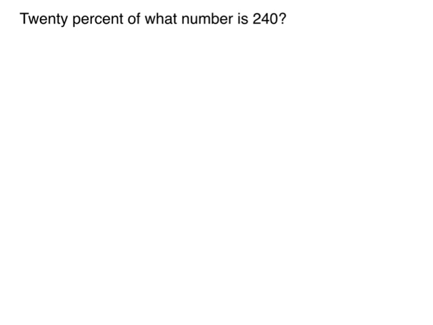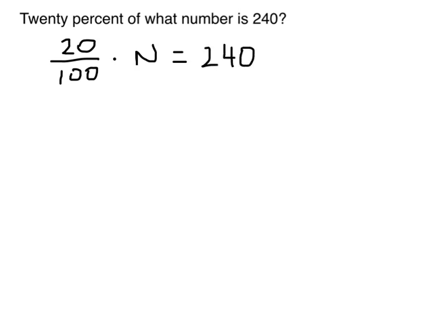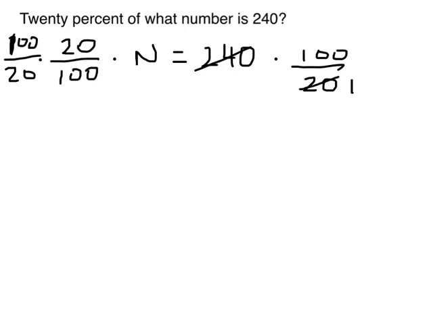Alright, so here we have a word problem, a word sentence, and we're going to make it into a mathematical sentence to solve it. So I'm going to do it just like this. I'm going to say 20%, I'm going to write that as a fraction, 20 over 100, times what number is 240. And to solve that, to get n by itself, I'm going to invert and multiply, 100 over 20. And I'm going to do the same thing here. And I can cross cancel here. I know that 20 will go into itself one time and into 240 12 times. So now I know that n is equal to 12 times 100 or 1200.